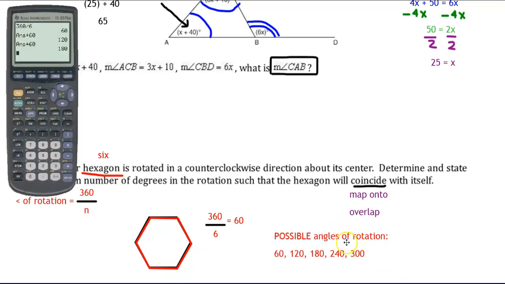The possible angles of rotation are 60, and then another 60 for 120, right? We did 60 plus 60. Then another 60 for 180, another 60 for 240, another 60. I'm just adding 60 every time for 300. I'm not going to represent it as 360 because every single shape that was ever made, if you rotate it 360 degrees, it overlaps itself. So we never say that 360. Every time you do this, if you do it correctly, you should be adding numbers until the end, which is going to be 360, and you never write the 360.